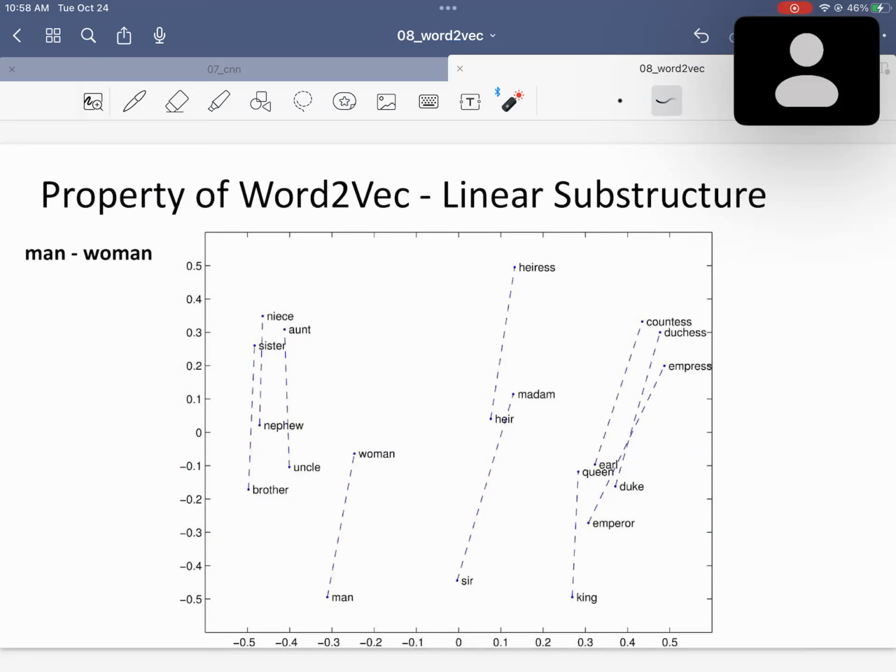So this is a man and a woman. So brother, sister, nephew, niece, uncle, aunt, man, woman, sir, madam, heir, heiress, earl, countess, duke, duchess, you can see where it's going. And you can always see that the magnitude and the direction of the vector, which is basically the relationship between the male form and the female form, is always very similar. It's always like this, right?